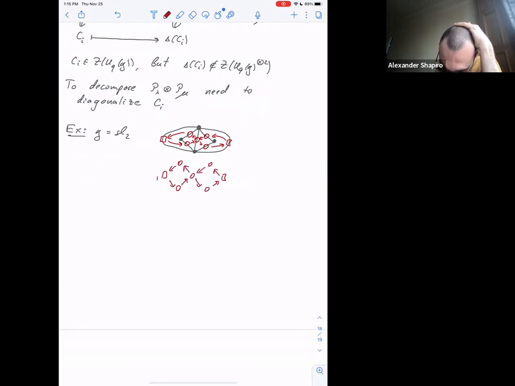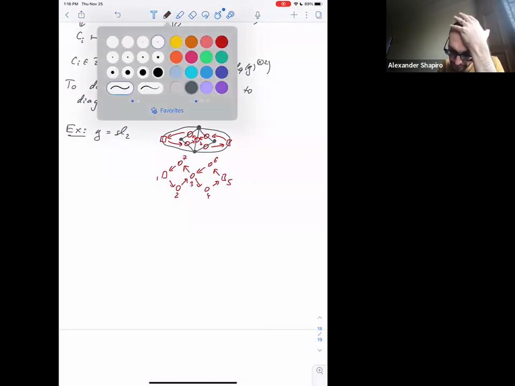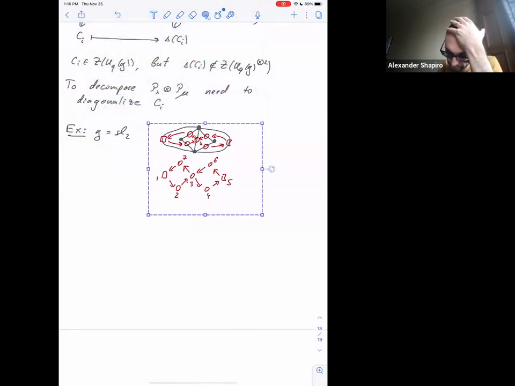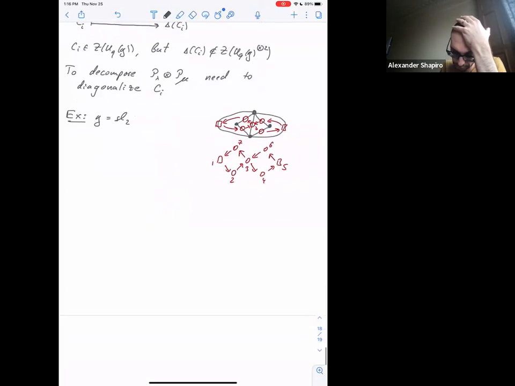Let me label the variables. So it's 1, 2, 3, 4, 5, 6, and 7. So this is 3. All right. Now, what happens with the generators of the quantum group? Well, let's just try them out.